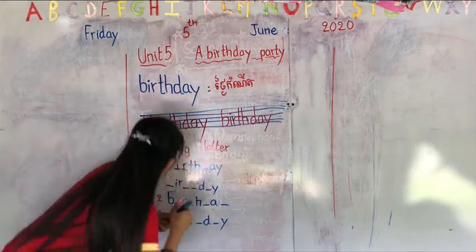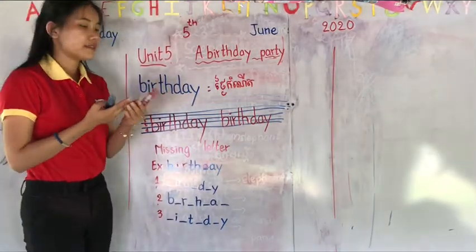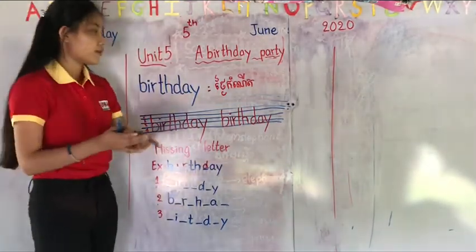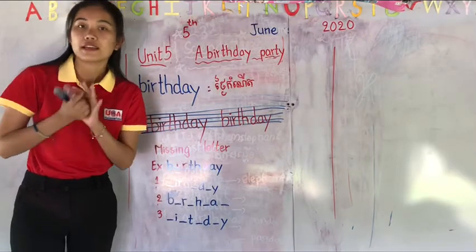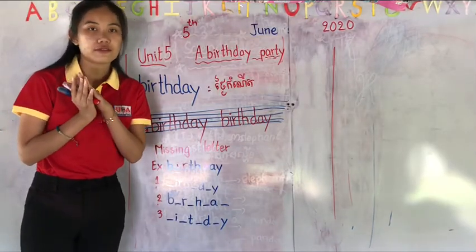Okay, so 1, 2, 3 is your small exercise to do after you copy this one, and second session is our math. Okay, so that's all for session 1.